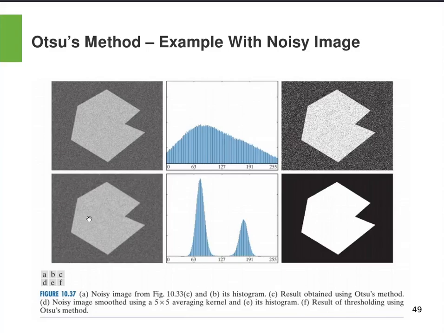But now let's smooth the noisy image first by using a 5x5 averaging kernel. And when we do that and we calculate the histogram, now you see that there are two distinct peaks that Otsu's method can use to find the optimum threshold. And this is the result of thresholding using Otsu's method applied to the smoothed image.